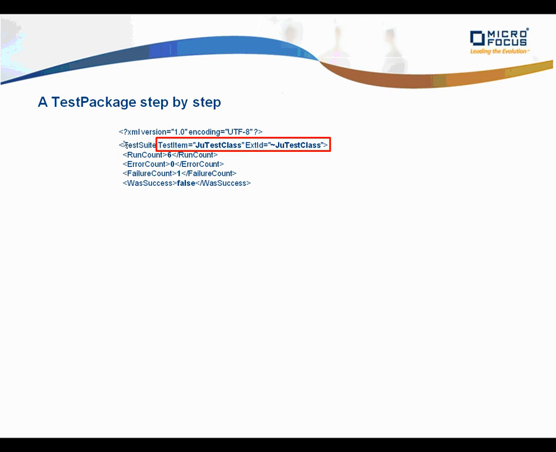You notice that every test suite element has two attributes, one called test item and the other one called EXTID. Test item represents the name of your test definition within SilkCentral, while external ID represents the name of your test case within your framework. That's the name that's going to be used for recurring results and keeping track of the information within the framework synchronized with the information within SilkCentral.